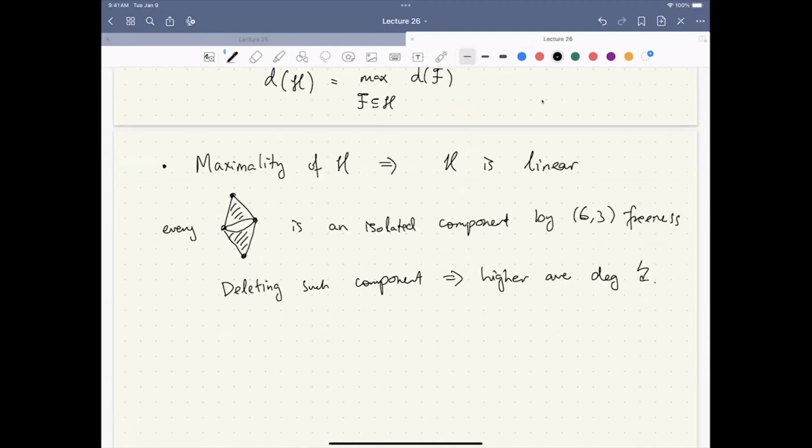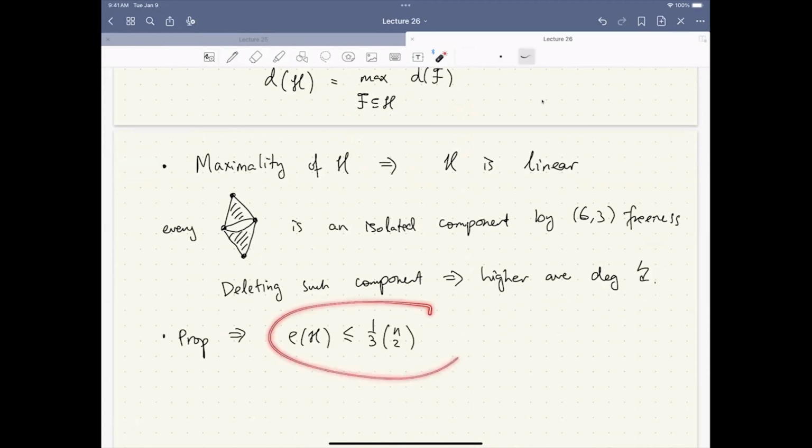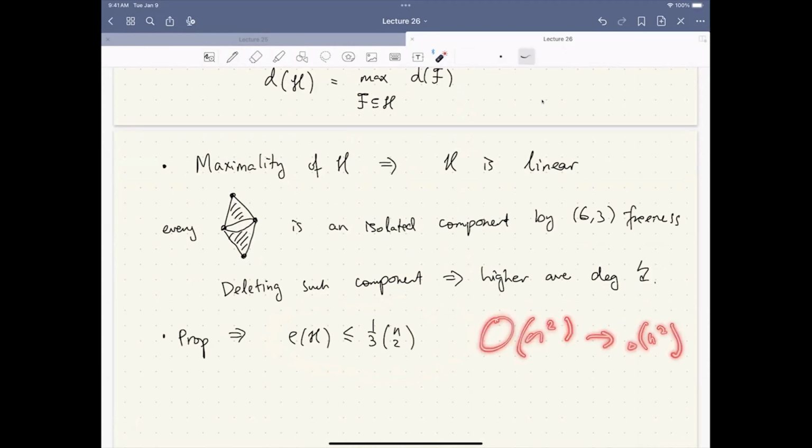By the previous proposition, this implies that the number of edges in H is at most 1/3 times n choose 2. So it's at most quadratic. We now need to boost this big O n squared bound to little o n squared.